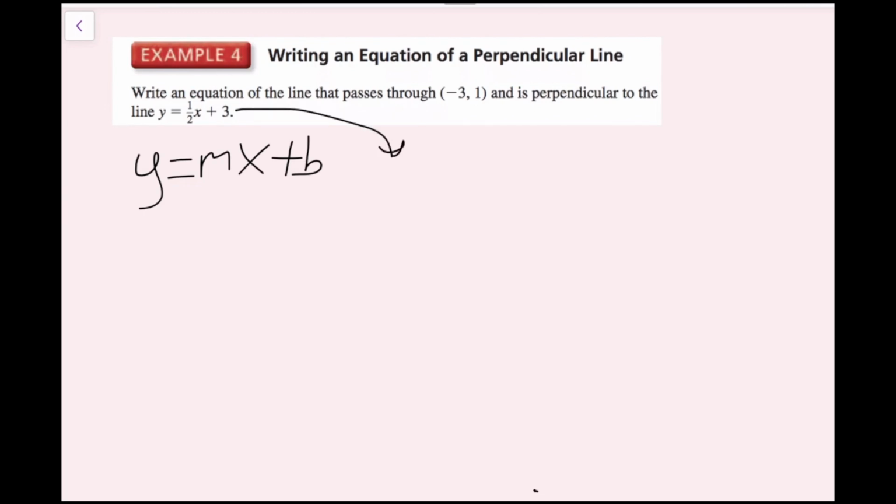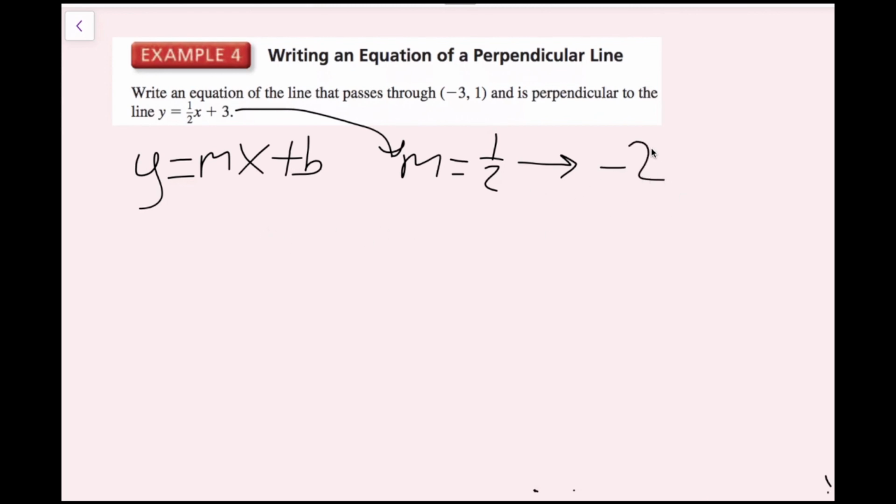I'll draw an arrow here. M of that line equals 1/2. But I want my new line to be perpendicular to this line. So that means I want their slopes to be opposite reciprocals, like I said earlier. So the opposite reciprocal of 1/2, well, the opposite of 1/2 is -1/2, and the reciprocal of -1/2 is -2. So this becomes -2, because that's my opposite reciprocal.